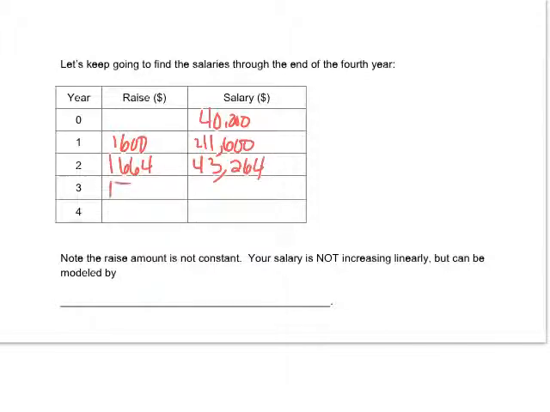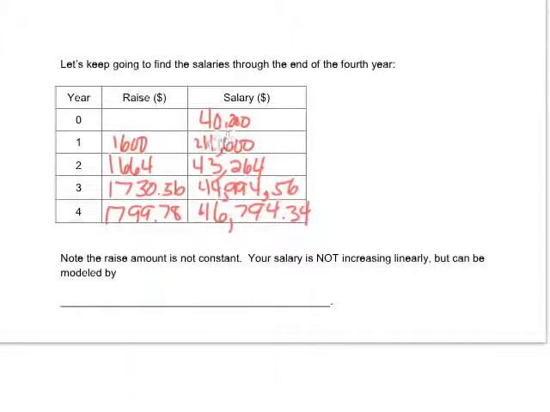The next time I get a raise, I'm going to make $1,730.56. So now my new salary is $44,994.56. And then finally, after 4 years, I'm almost getting an $1,800 raise. I'm just a few cents short of $1,800. So my final salary at the end of year 4 is $46,794.34. So this is the beauty of compound interest and raises that are based on a percentage of pay.